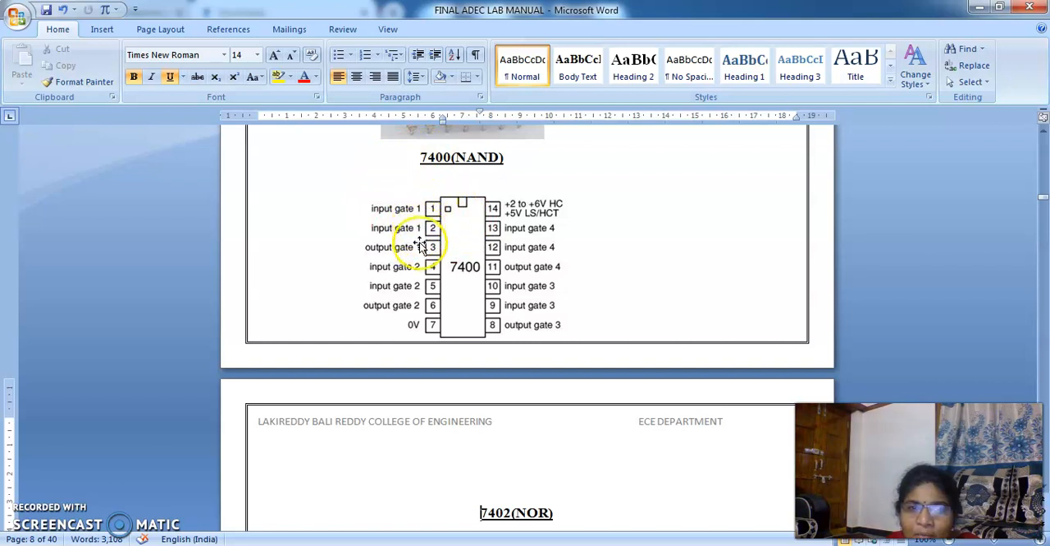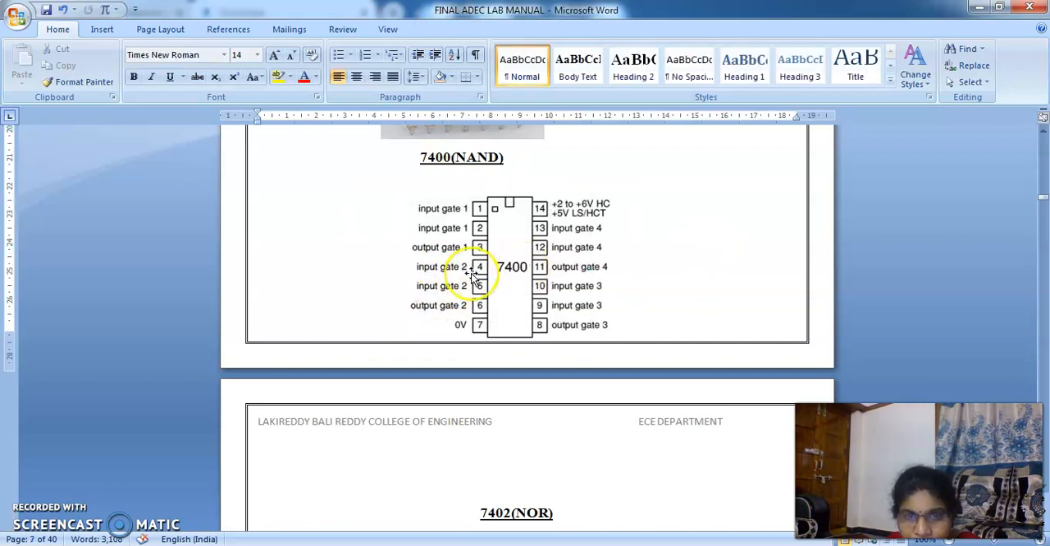1, we have the symbol 1, right? This is the first NAND gate. In that, if A and B are the inputs, then this is A, this is B, and this is the Y output. Like that, this is one NAND gate. Similarly, 4, 5 are the inputs, 6 is the output. This is another NAND gate, and this is another NAND gate. Like that, we can construct 4 2-input NAND gates by using one single IC.